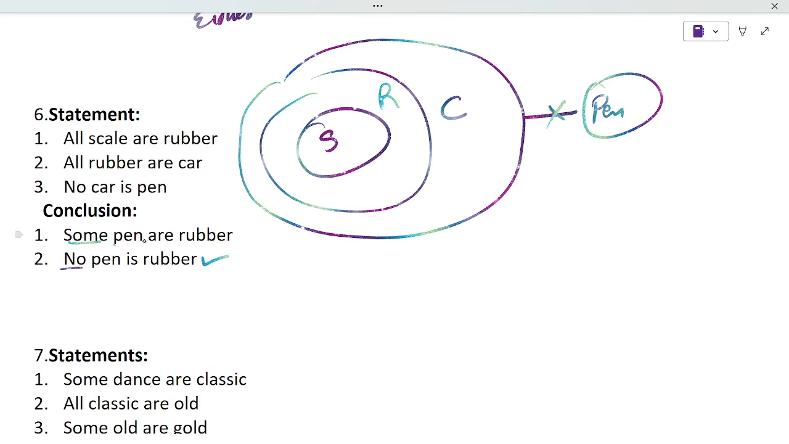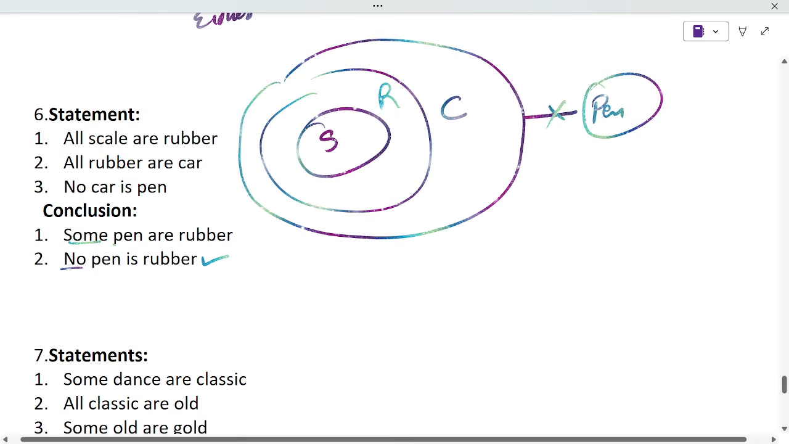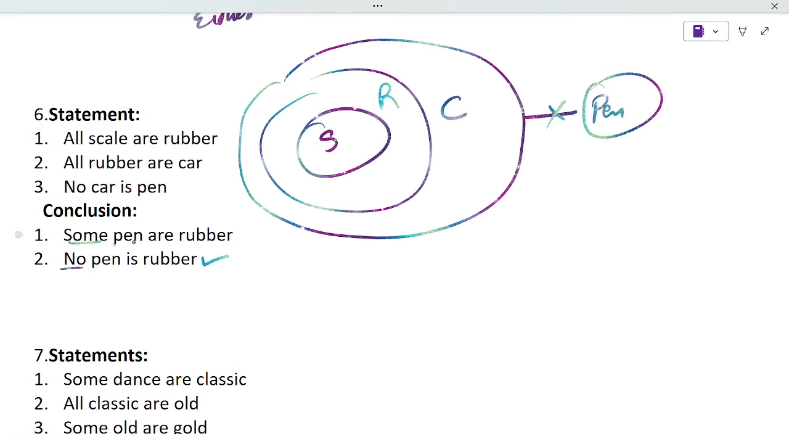So some pen are rubber. Conclusion has a positive word, so we will judge from the diagram itself. We will not rearrange it. So some pen are rubber means pen and rubber should touch. That's it. So pen is here, rubber is here. They are not even touching. So this is false.